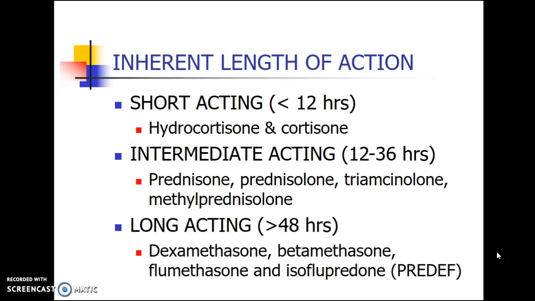So that potency goes very closely with the length of action. So short-acting glucocorticoids are hydrocortisone and cortisone, lasting less than 12 hours. We have intermediate-acting glucocorticoids, and these are the PREDs. Triamcinolone is an exception in this group, but we've got prednisone, prednisolone, triamcinolone, and methylprednisolone.